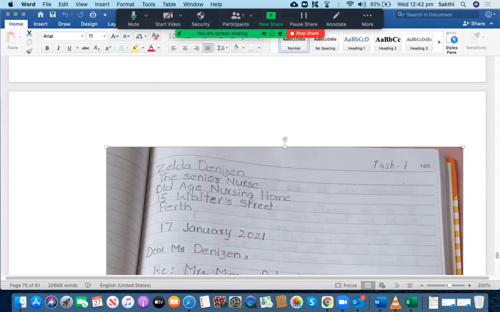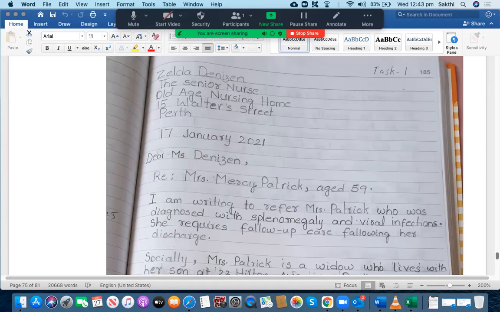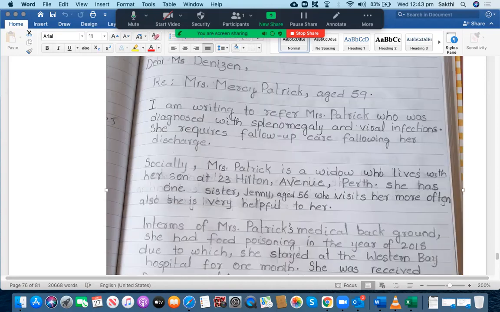She has written down the date in the correct format. That's good as well. And then she has written down, dear Miss Denison, comma. She has placed the comma, that's good as well. And then she has written on the reference details of the patient, Mrs. Mercy Patrick. Okay, let's go back.